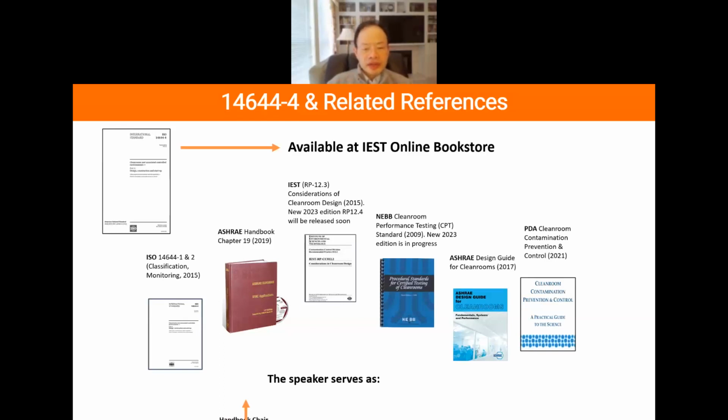I have been very lucky, serving as the handbook chair for Azure, working group chair for the RP 12.4, and standard chair for the new 2023 version for the NEBB. And I was the principal author for the Azure Design Guide, and a co-author for the PDA book.